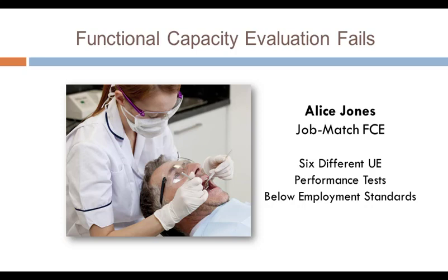And the new evaluation found that there were 6 different upper extremity performance tests that were below employment standards. They also did something that was very wise. They had her come back and did some repeat testing the next day.